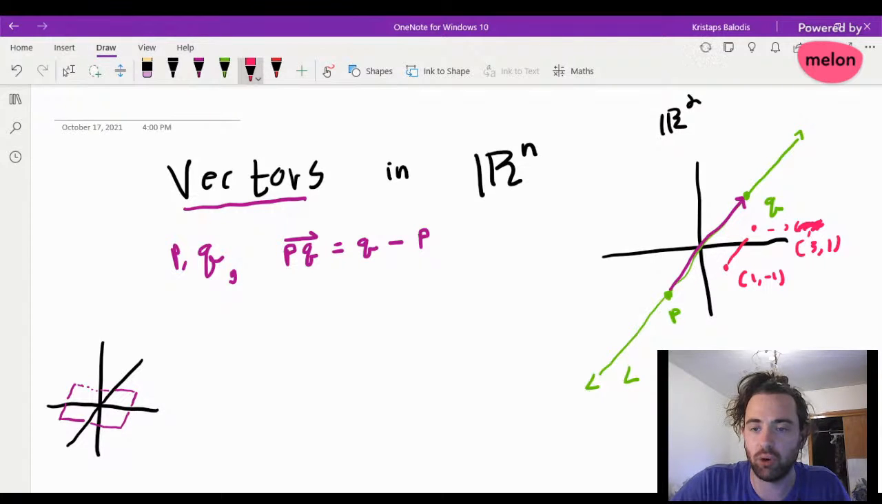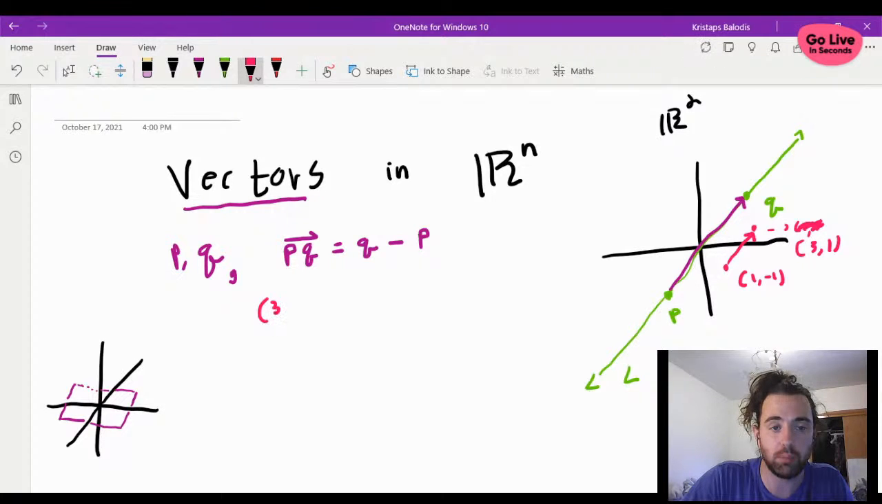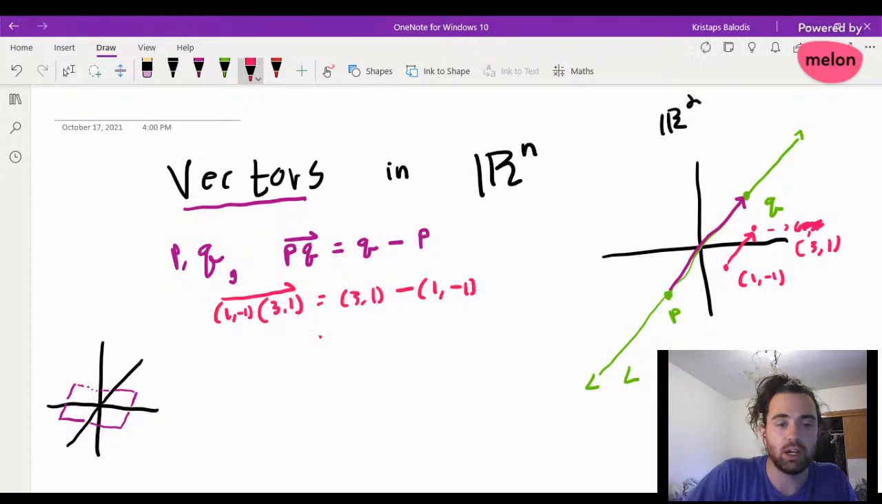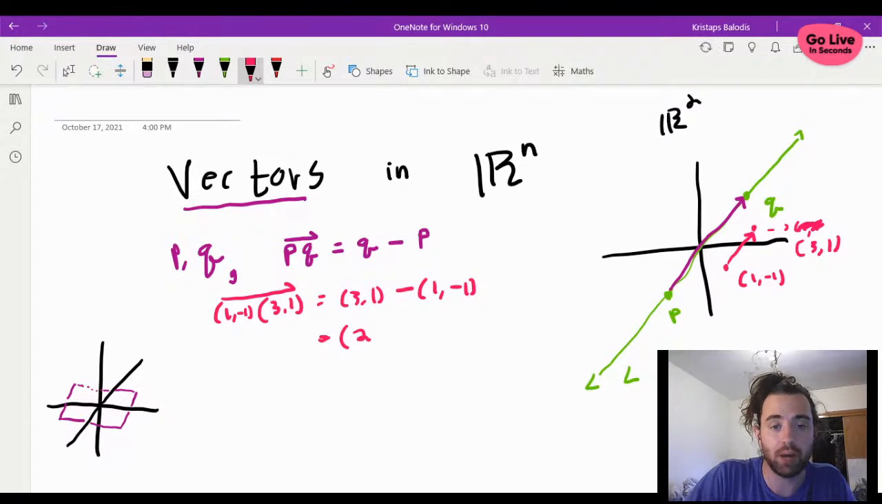And so the vector determined by this point, according to our formula, the vector whose tip is (3, 1) and whose tail is (1, -1), according to this definition, we take (3, 1) and we subtract (1, -1). And so coordinate-wise, this becomes, well, 3 minus 1 is 2, and 1 minus negative 1 is 2.